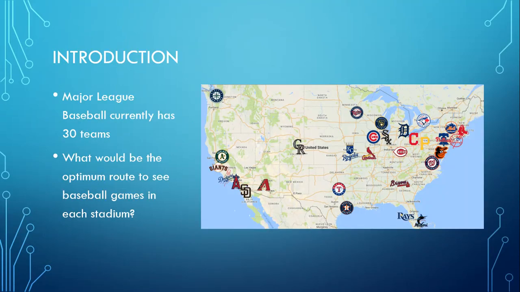The project that I chose was looking at optimizing a route that you could take to travel to every major league ballpark in the United States and Canada. The MLB currently has 30 teams, and what I was trying to find out is what is a route that you could take to see all 30 teams.